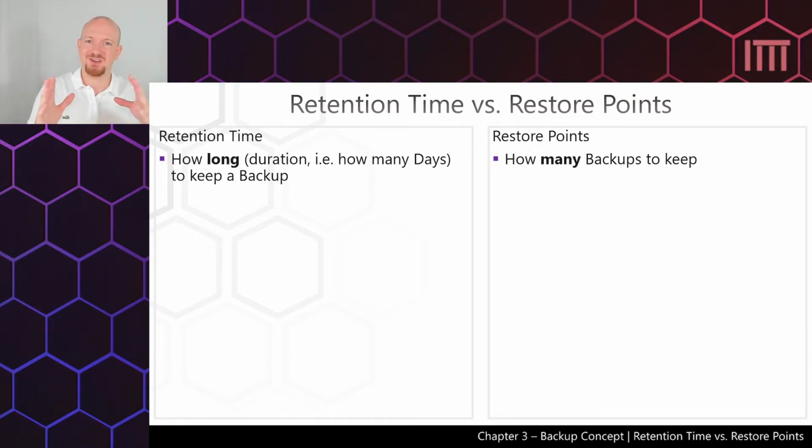So if you have a retention time of 7 days, with a backup every day, then you will keep 7 backups. If you define you want 7 restore points kept in the backup chain, and you define that the backup is run daily, you will also have 1 week of backups in your chain. But it's another way of calculating how many backups you want to keep.